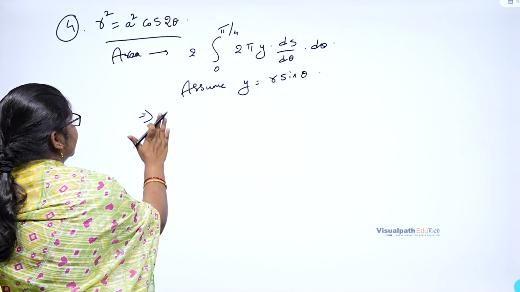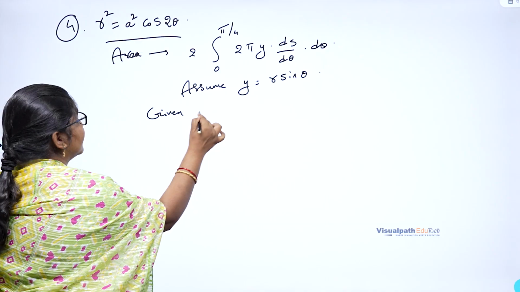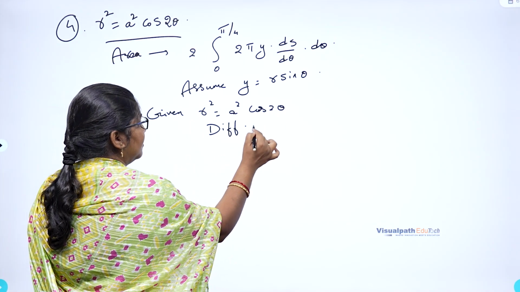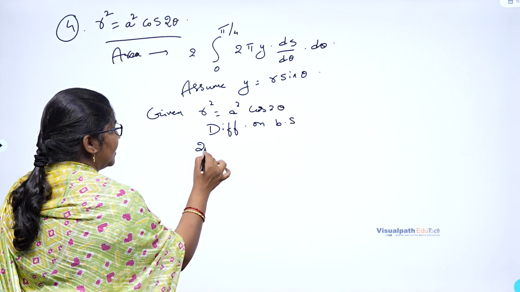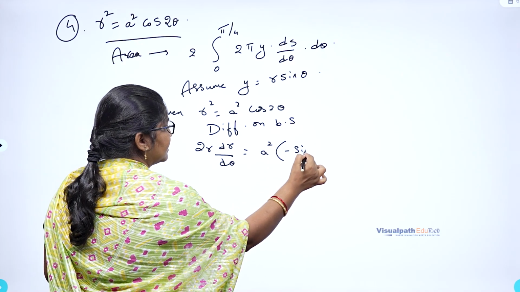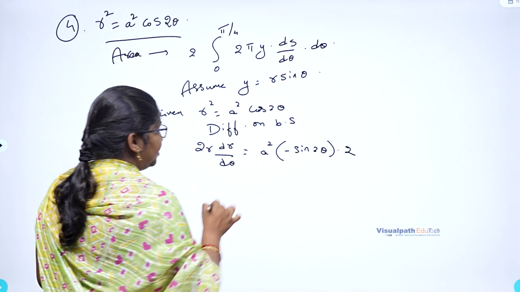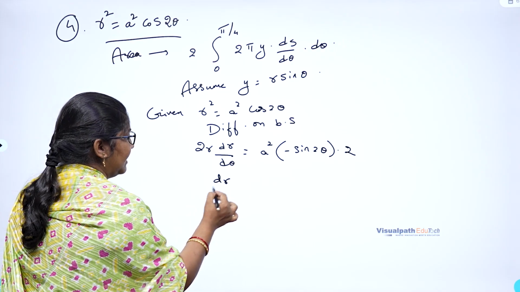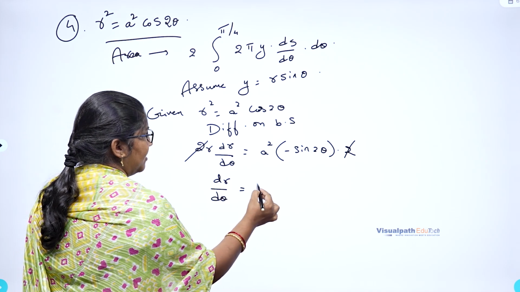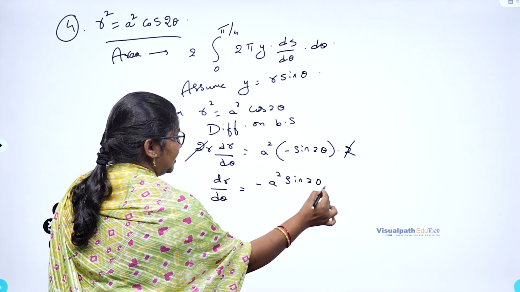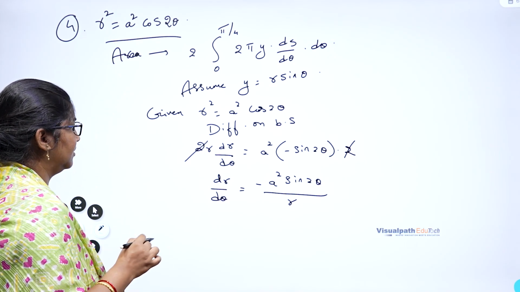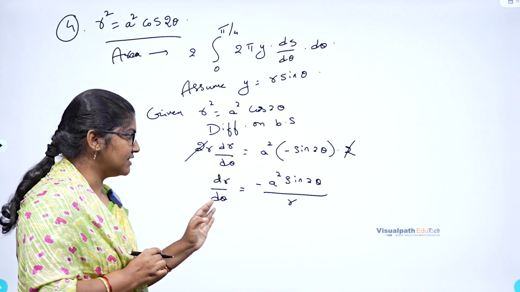First, given r square is equal to a square cos 2 theta. Differentiating on both sides, 2r dr by d theta is equal to a square into minus sin 2 theta into 2. The 2 will get cancelled, so dr by d theta is equal to minus a square sin 2 theta by r. This is dr by d theta.